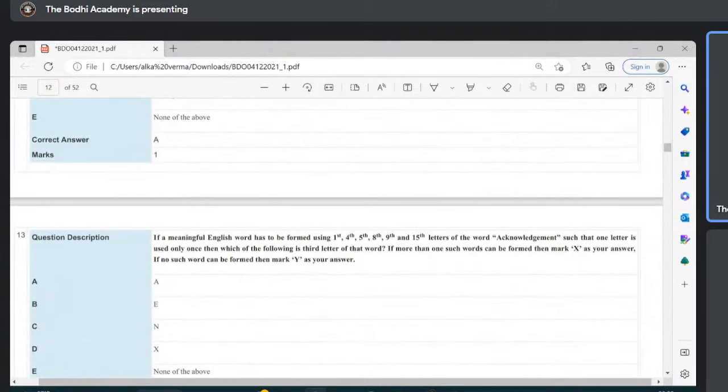Now, if a meaningful English word has to be formed using the first, fifth, fourth, eighth, ninth, and 15th letter of acknowledgement, such that one letter is used only once, then which of the following is the third letter of that word? If more than one such word can be formed, then mark X as your answer. If no such word can be formed, then mark Y as your answer. Very simple. Here you require your grammar. Now let us see. Which is the first letter of acknowledgement? It is A. Now, which is the fourth letter? It is N. Then, fifth letter, O. Eighth letter is E. Ninth letter is D. And 15th letter is T. Now, you have the letters A, N, O, E, D, T.